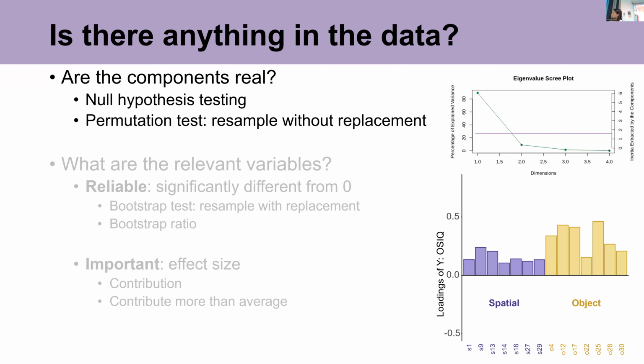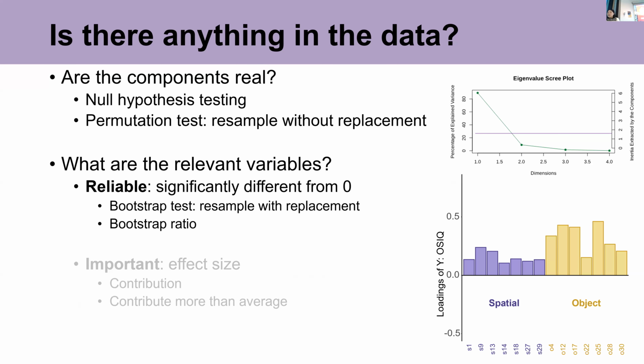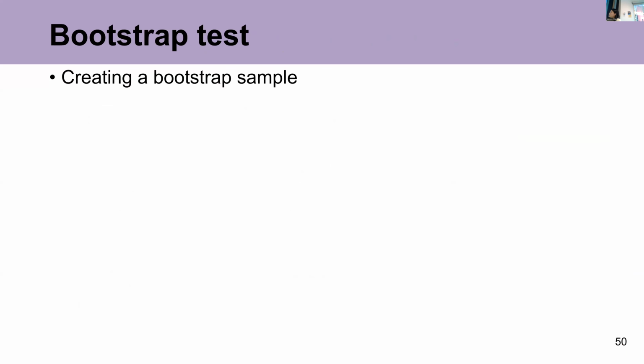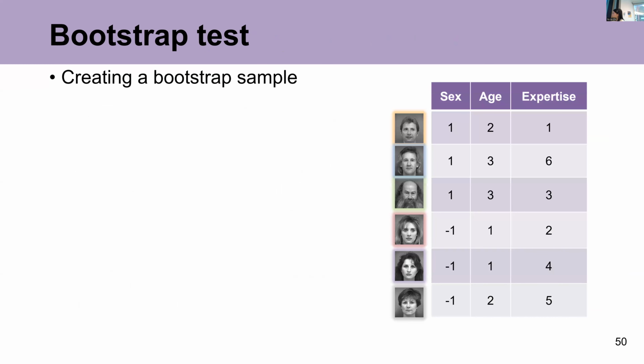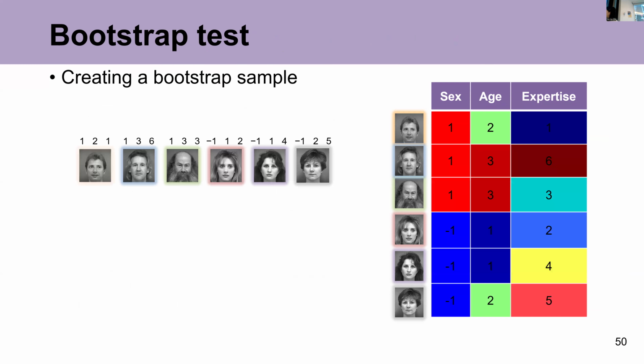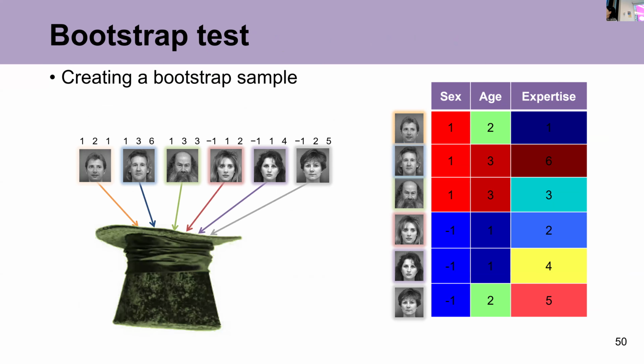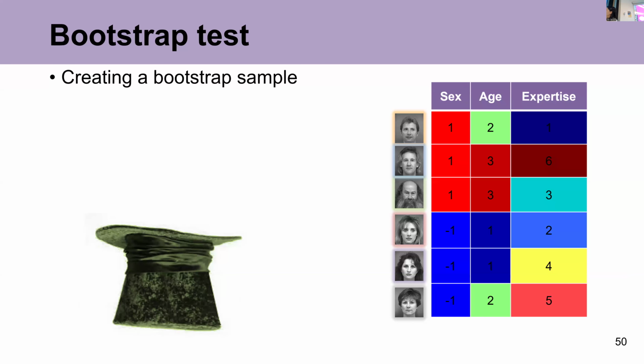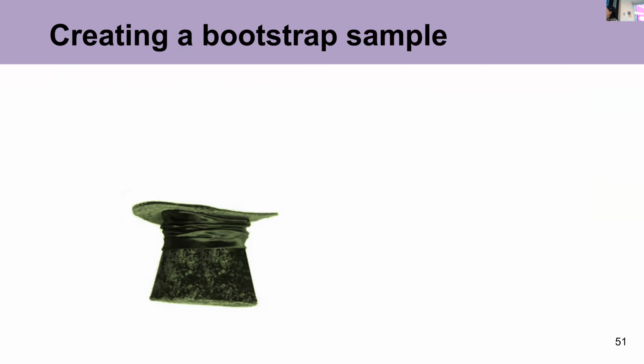The next thing we do is we look at how significant the loadings are, and that's when we do bootstrap. So bootstrap, let's go back to this again. Now with bootstrap, we don't want to break the link. We want to keep them connected. So we keep the associations. And now, see, we have the face going with the associations. We don't want them to break. And I shuffle them again.